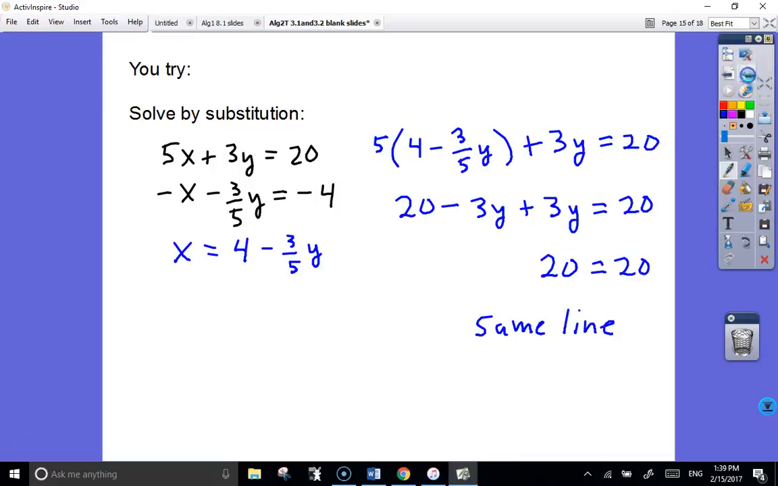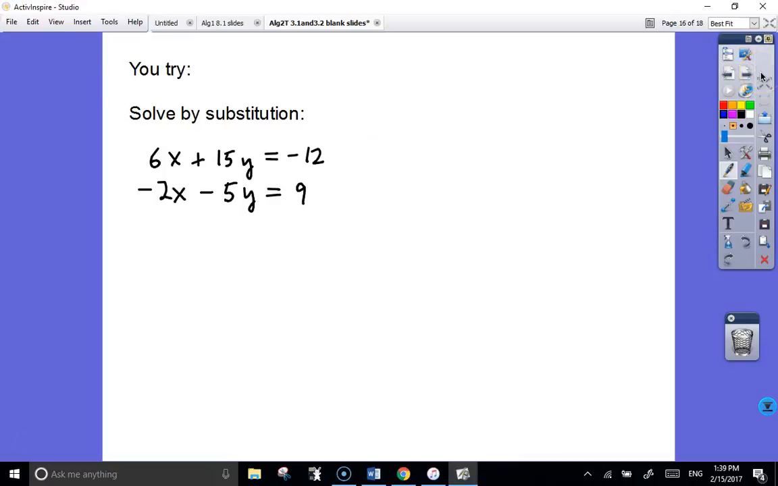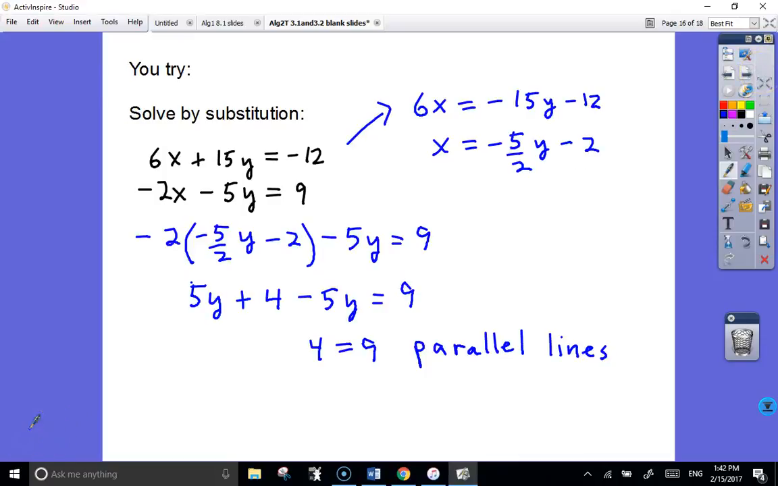So try that one. You know, exactly what you show right here depends on which one you solved. But I solved the top one for x. And I got x equals negative 5 halves y minus 2. And I substituted that in. And the 5 y's canceled. And 4 equals 9 is false. So that means no solution, parallel lines.